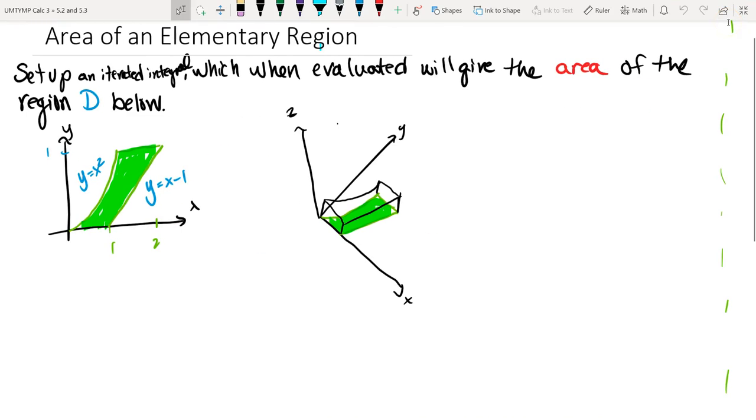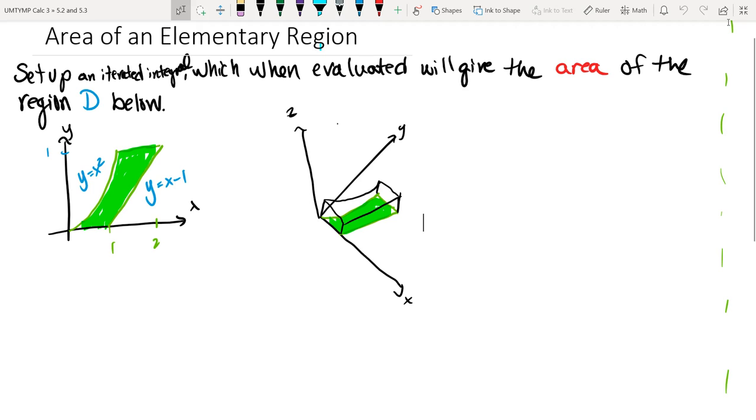This final video is going to leave you with a very interesting idea. The example that we're going to work through says, set up an iterated integral which gives you the area of the region D below, and you're like, okay, well, area, that's a Calc 1 concept, right? We learned how to find the area of a region like this way back in Calc 1, so why do we need to do this in Calc 2?